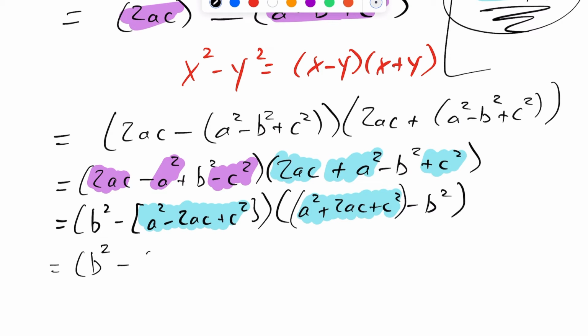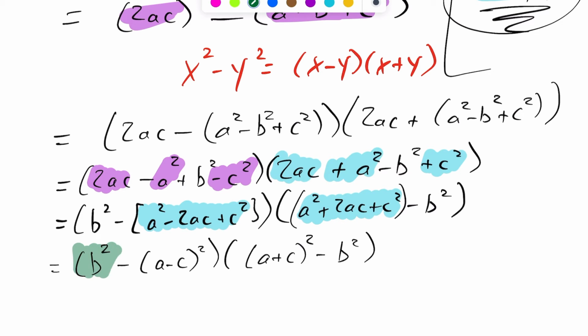This will be b squared minus (a minus c) quantity squared times this one will be (a plus c) squared minus b squared. So now I'm making my way through this problem. You can see here I've got more work to do, but it's looking simpler with each successive step. You can see here I've got b squared minus (a minus c) quantity squared times (a plus c) quantity squared minus b squared. So I can do my difference of squares formula a second time here, where this is my x and this is my y.